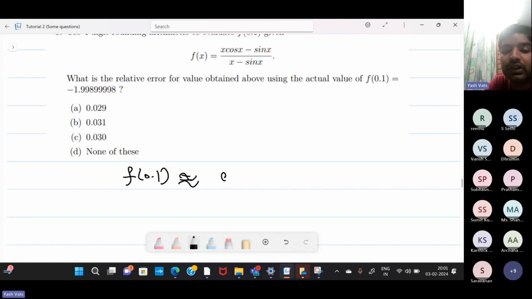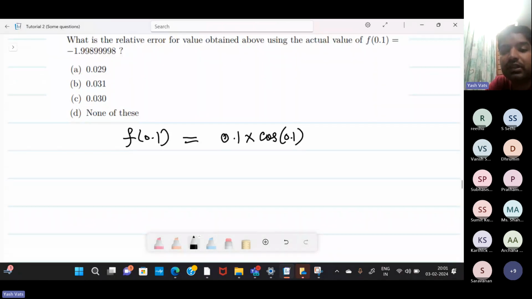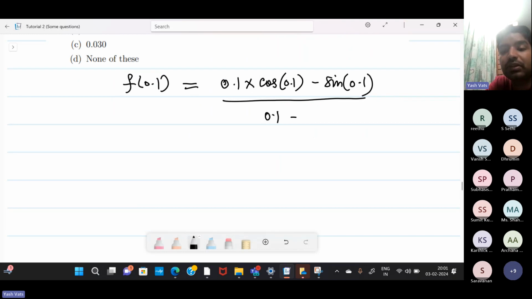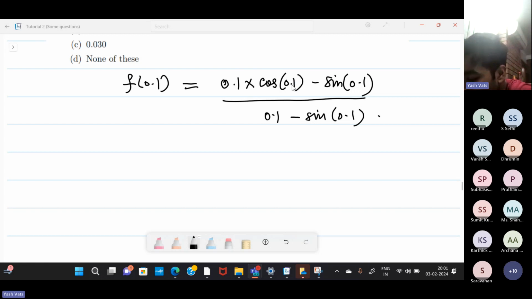It should be 0.1 times cos 0.1 minus sin 0.1, divided by 0.1 minus sin 0.1. So you just use the calculator to find the value of cos 0.1 and sin 0.1, use 4-digit rounding up to 4 decimal places, and then substitute here. So what is the value of cos 0.1?